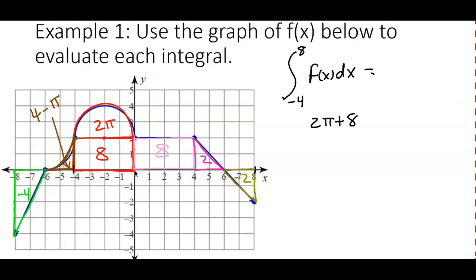And then what's next? Plus 8. And then what's next? Plus 2. And then what? Minus 2. And that's where we stop, because we're stopping at 8, right? So we just put those pieces together. I ignored the brown and green piece over there.